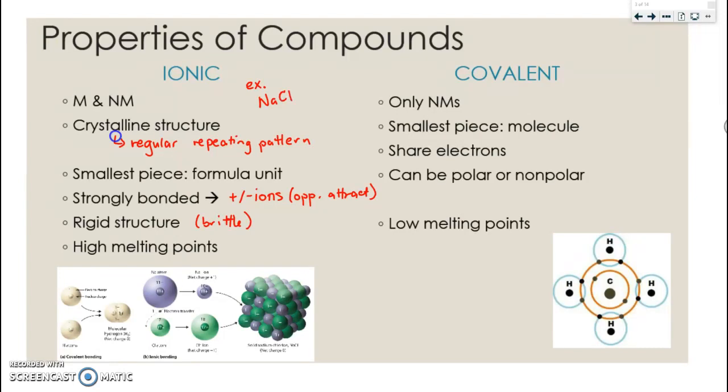Covalent compounds are only nonmetals. Their smallest piece is a molecule. They are going to share their electrons. Because they can share their electrons, they can be either polar, which means that they have different things around the center, or they can be nonpolar, which means they are the same. We'll talk more about that later. And they have much lower melting points because they are not as strongly attracted to each other as ionic compounds. Some good examples are things like wax or sugar.